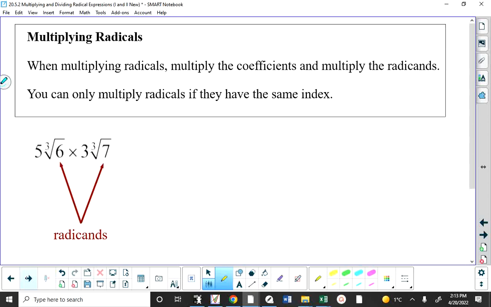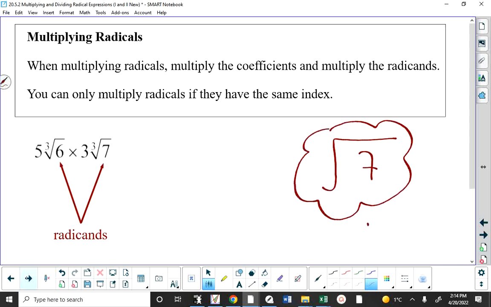By the way, I don't know that you remember this, but we might as well talk about language here. Root 7 is called a radical. But 7 is a radicand.